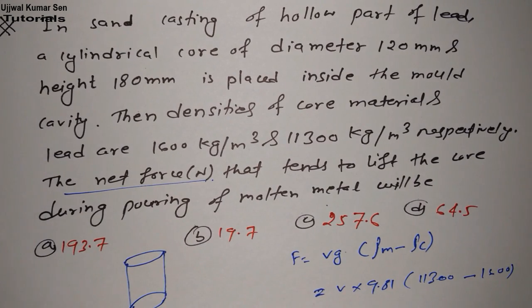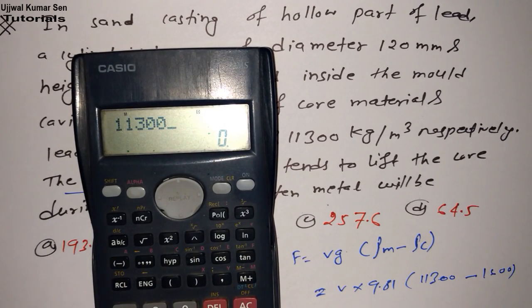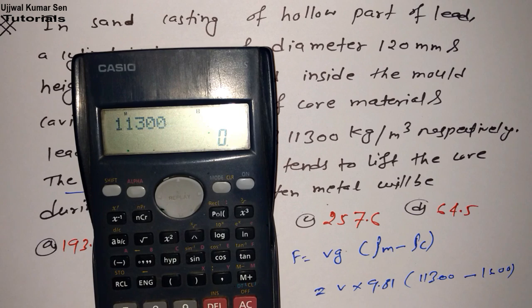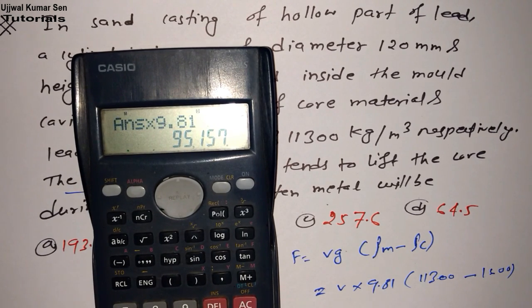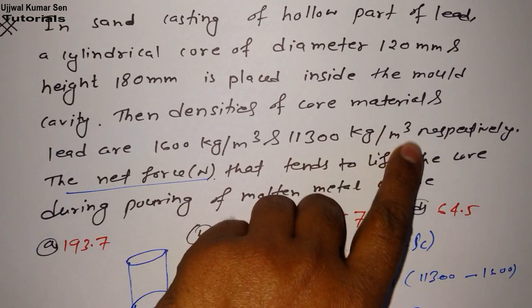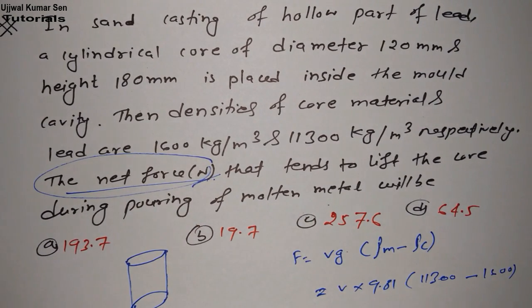So what do we require right now for solving this? Can you guess? Yes, you are right, a calculator. 11300 minus 1600 is equal to 9700, multiplied by 9.81, and we get 95157. Let me repeat it again. And remember, this is all in SI units, because we are given kg per meter cube, and we have to find the force in Newton. Remember that.